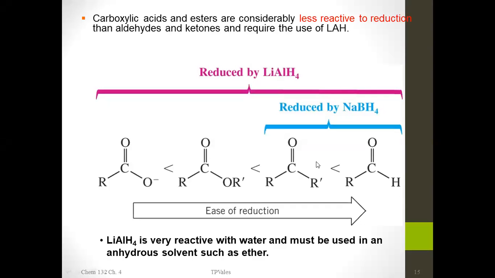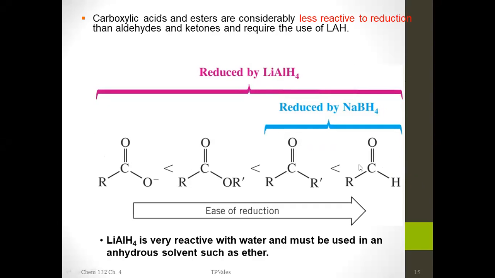Okay, so carboxylic acids and esters are considerably less reactive to reduction, no, because they are the most oxidized form. So the most oxidized actually is the carboxylic acid, then you have the ester, and then you have your ketone, then you have your aldehyde. Of course, the least oxidized is the alcohol. So if you want to reduce to alcohol, the most easily reduced is your aldehyde, the next is your ketone, next is your ester, and the next is your carboxylic acid by using a reducing agent.